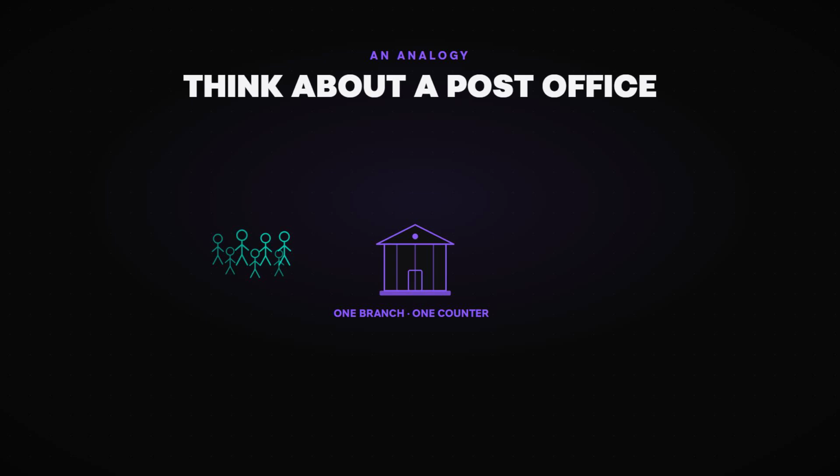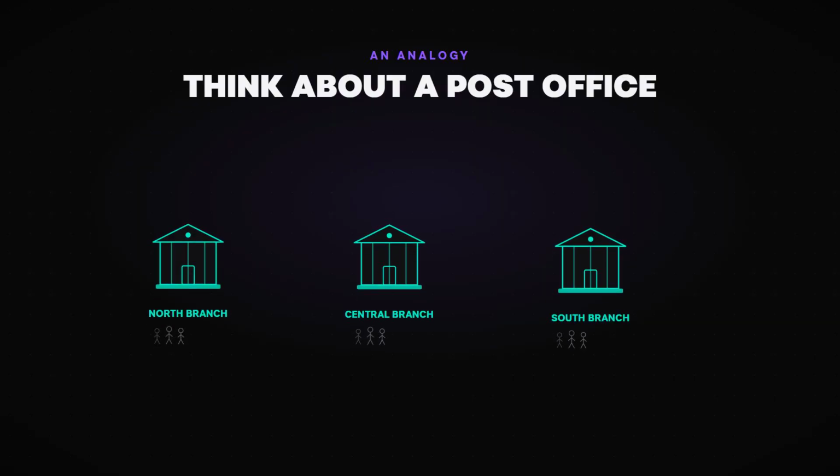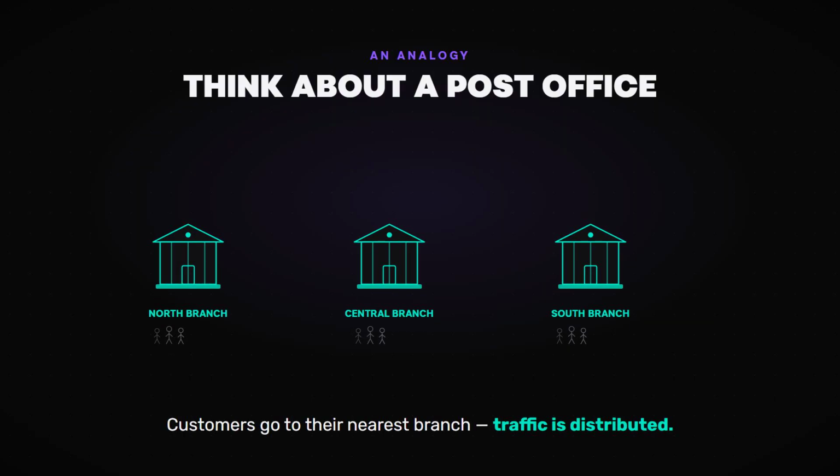Think about a post office. In a small town, there is one post office branch, one counter, one team of staff. It handles everything: sorting the mail, receiving parcels, answering customer questions at low volume. It works fine. Then the town grows. More people, more mail. The queue at the single post office stretches out the door. The staff is overwhelmed, so the town opens more branches across different neighborhoods. Now traffic is distributed. Customers go to their nearest branch. No single location is drowning.